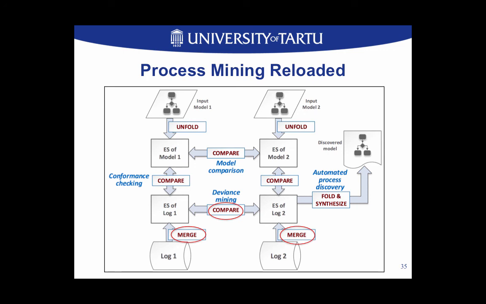So I have this merge operation and the compare operation, and I can tackle the problem of deviance mining by combining these 2 operations. I can tackle the problem of conformance checking by taking a model, unfolding it into an event structure, taking a log, unfolding, merging it into an event structure, and comparing the 2 event structures using the same compare operator. And I can tackle the problem of automated process discovery by taking a log, merging the traces in the log into an event structure, and synthesizing a net from there, and then folding the transitions in the net until I get the process model that strikes the trade-off I want to strike between these 4 dimensions.